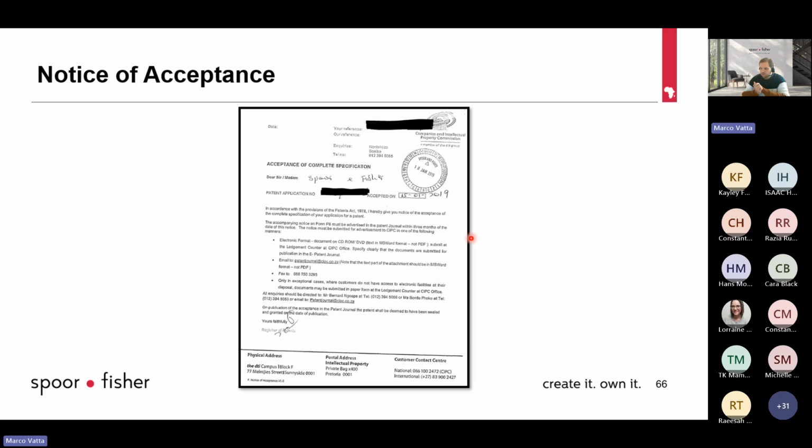Here's just an illustration of the acceptance notice. Sorry, it is an outdated version. The acceptance notices for patent applications are being issued electronically now, so it does look slightly different, but the contents is by and large the same. So this is just stipulating that the application has been accepted by the Patent Office.